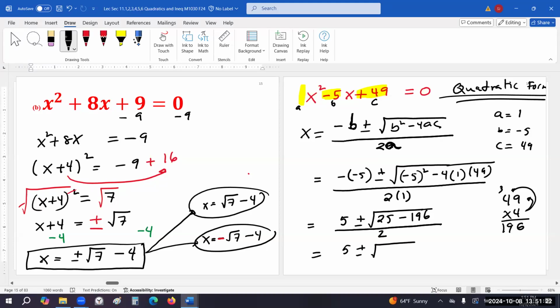How much is 25 minus 196? Now I'm not doing anything, I'm just doing the math portion. It's negative 171, over 2. Technically, we are done. I mean, not done. We are halfway. Now comes the third problem and the biggest problem.